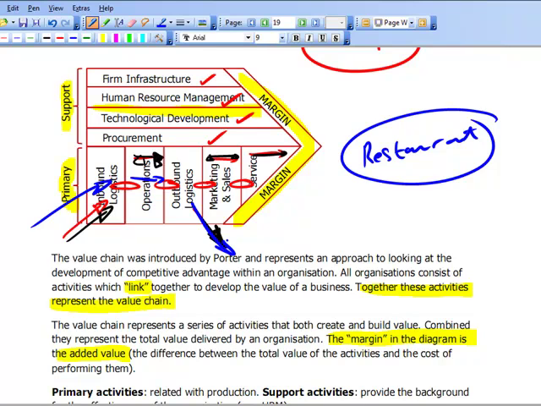So that's a very quick overview of Porter's value chain.